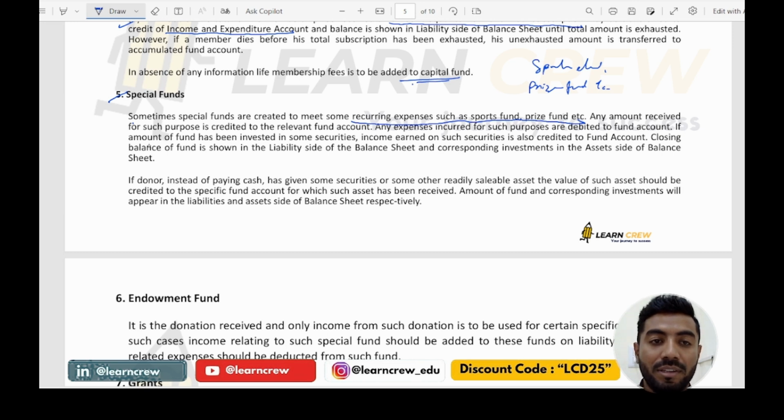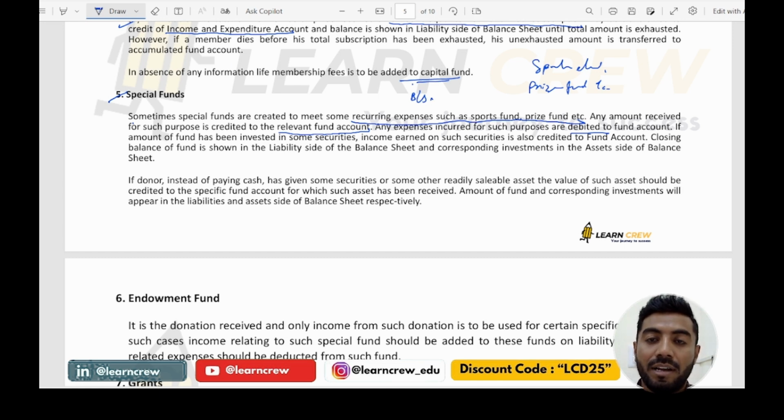Any amount received for such purpose is credited to the relevant fund account. If you have a specific fund account, any amount related to such fund will be credited to that fund account only, and any expenses incurred will be debited from such fund. Whenever specific funds are maintained, the fund balance will be there in the balance sheet. But that will be idle funds.